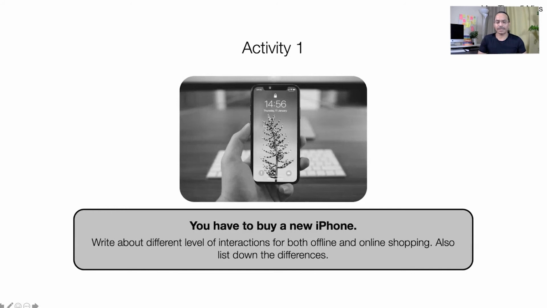Similarly, see what the other levels of interaction are, and write how this interaction changes when the same product is bought offline and online. Done. Great.